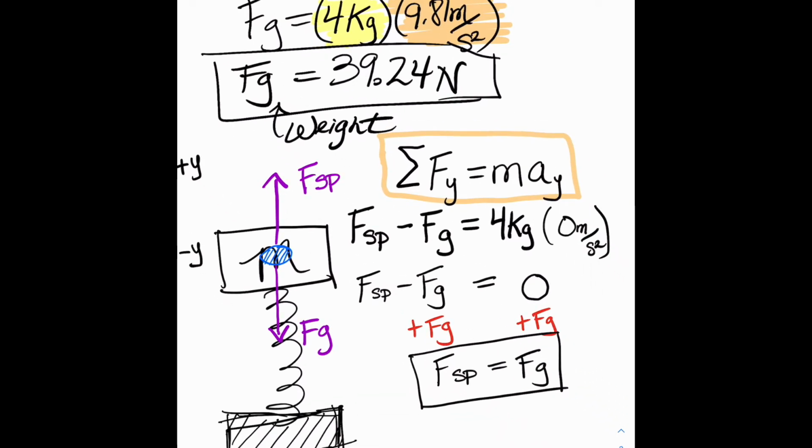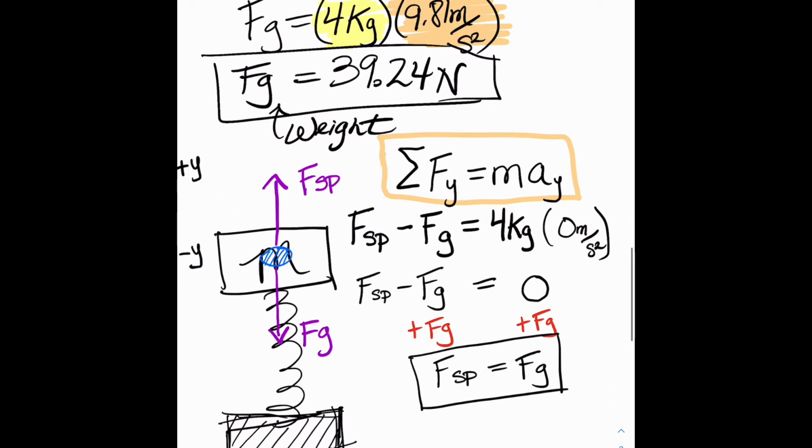All right, so there we go. This is our answer to part A. So this is 2A, and this is our answer right here. All right, 39.24 newtons, the weight. So if you want, I can put a yellow box around it. All right, going back to part B.